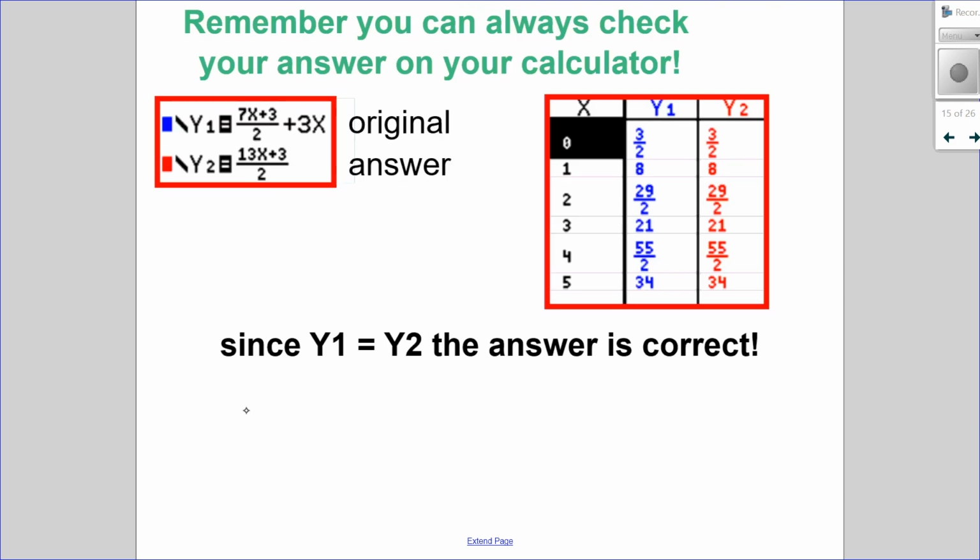Again, you can check any one of these questions. I'll show you the check for this one here. You put the original into y1, you put your answer into y2. Remember, the check always occurs in the table, and since these are equal, that means I did this correctly.